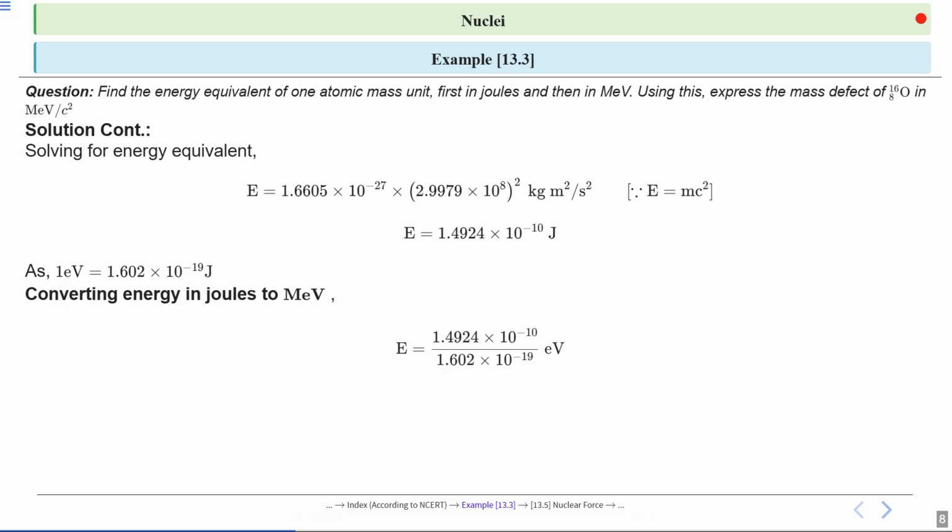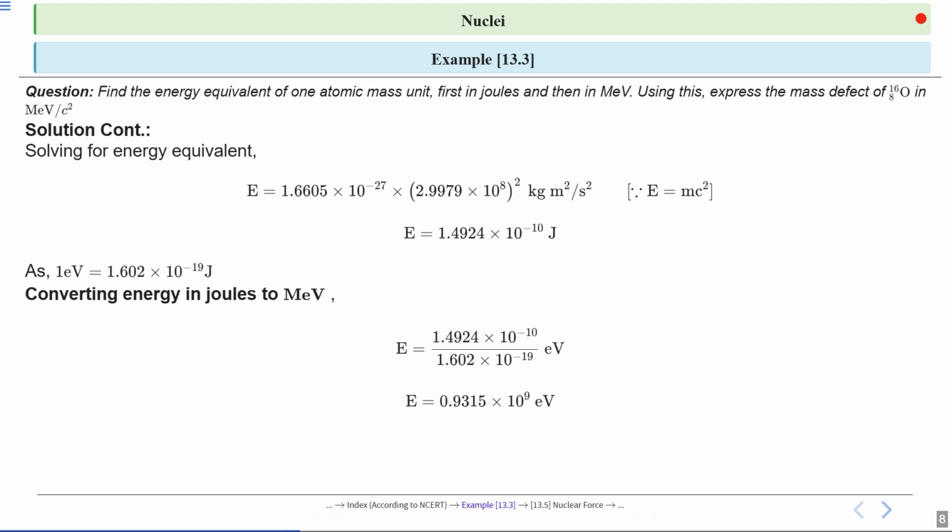Next, we will convert our answer from joules to electron volts. To do this, we divide the energy in joules by the value of 1 electron volt in joules. So we take 1.4924 times 10 to the power minus 10 joules and divide by 1.602 times 10 to the power minus 19. This will give us the energy in electron volts. So carrying out the division, we get 0.9315 times 10 to the power 9 electron volts.